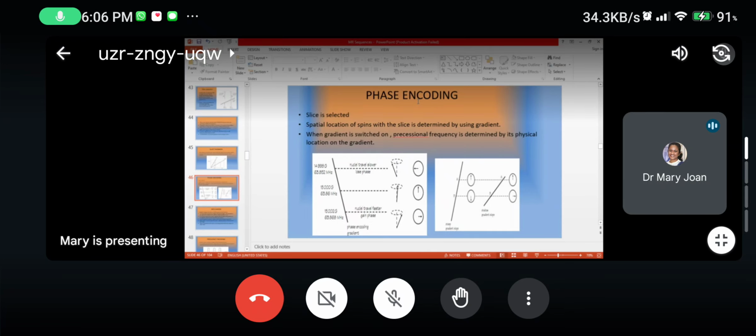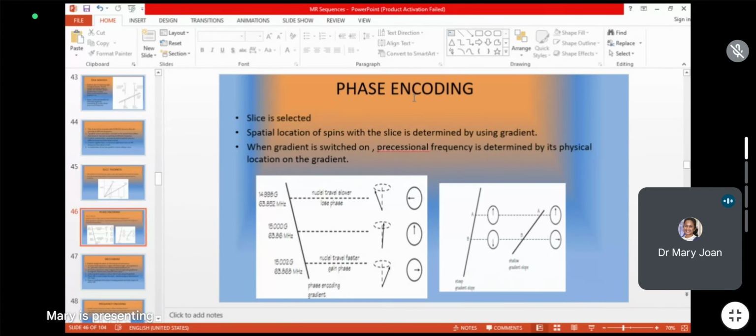Once the slice is selected, the spatial location of spins within the slice is determined by using the gradient. When the gradient is switched on, precessional frequency is determined by its physical location on the gradient. So we have the phase encoding gradient here. On that, where the nucleus is, the spin of the nucleus, that is determined by the phase. So that is what is actually meant by phase.